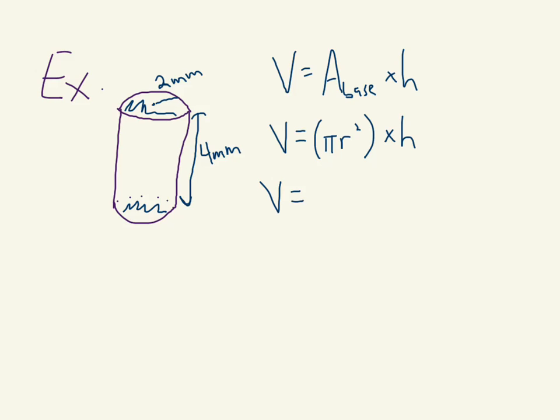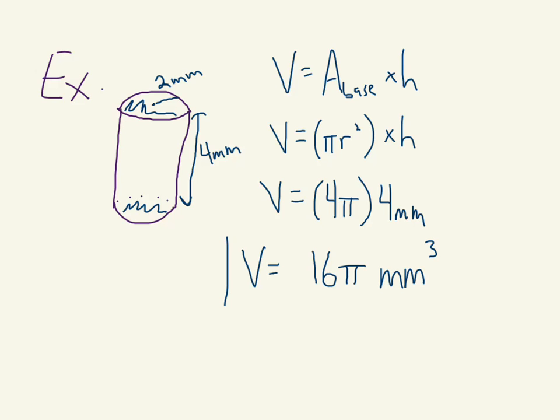So pi times r squared. R we said was 2, so r squared means 2 times 2, or 4. So we have 4 times pi. If you want to multiply that out, you can. We can use the value of 3.14 for pi, but you could just leave it as pi as well. So 4 pi times the height that we're multiplying it by. So volume is equal to 4 times 4, which is 16, and don't forget that pi that's left there. And the units are always a cubed unit, volume cubed.